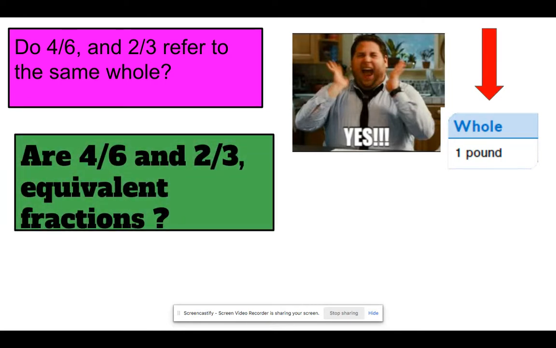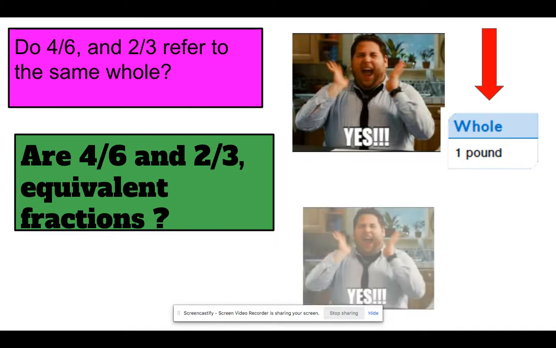Well, my second question: are 4/6 and 2/3 equivalent fractions then? Yes, of course. They are equivalent fractions. Each hiker is getting the same amount of trail mix.